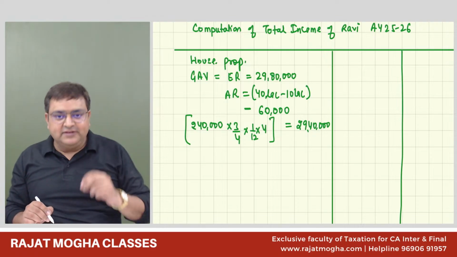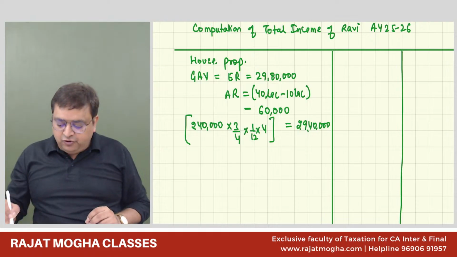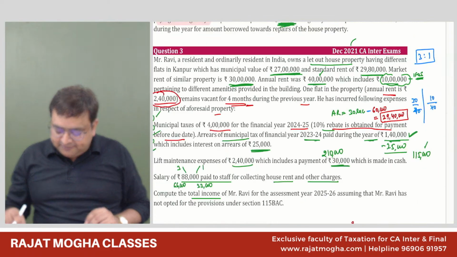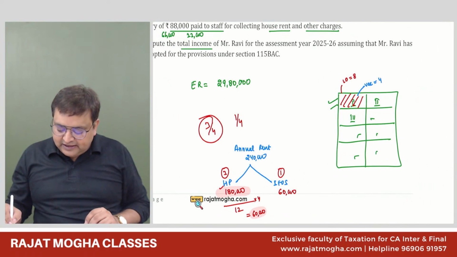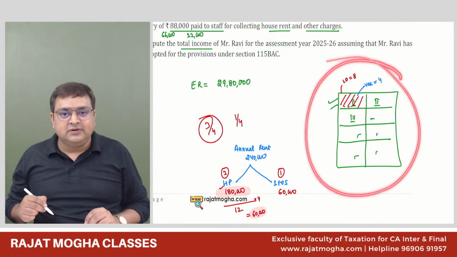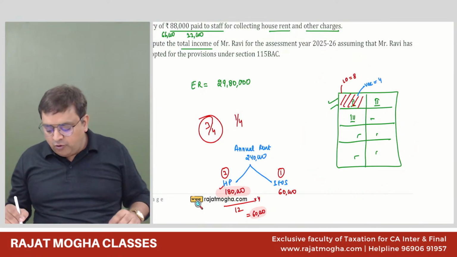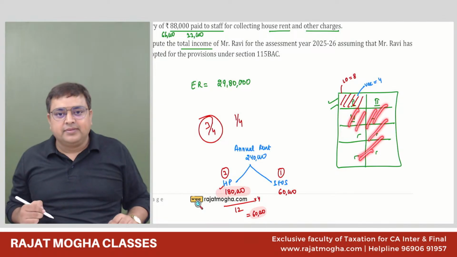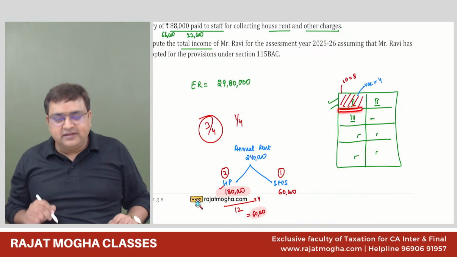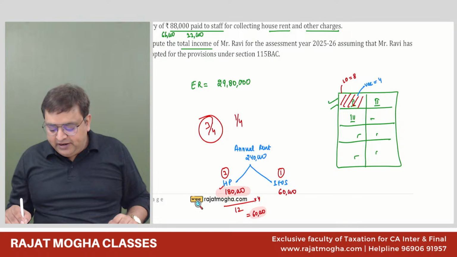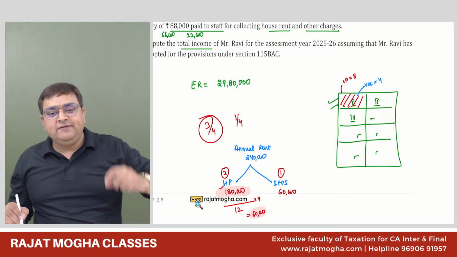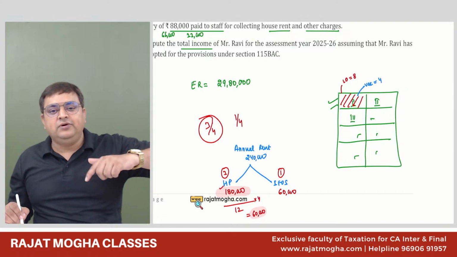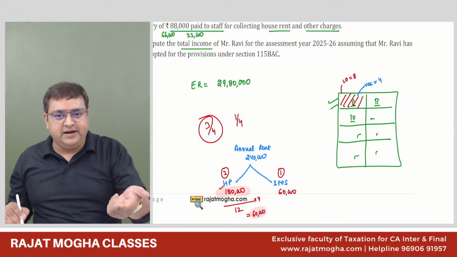Now the problem with this question is that we will not be able to compute the proportionate expected rent. Why? Because this expected rent is for the entire house, and we don't even know how many units are there. We only know about this one flat. So it will not be possible for us to compute the PER, proportionate expected rent.